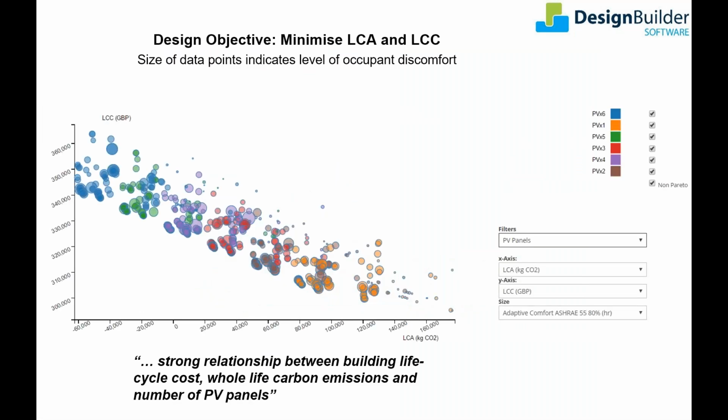This slide shows the results of an optimization study where we were investigating the long-term cost and environmental impact of varying the number of PV panels amongst a variety of other things. As the number of PV panels is increased, you can see how the LCA is improved at the cost of LCC, i.e. they have an inverse relationship.